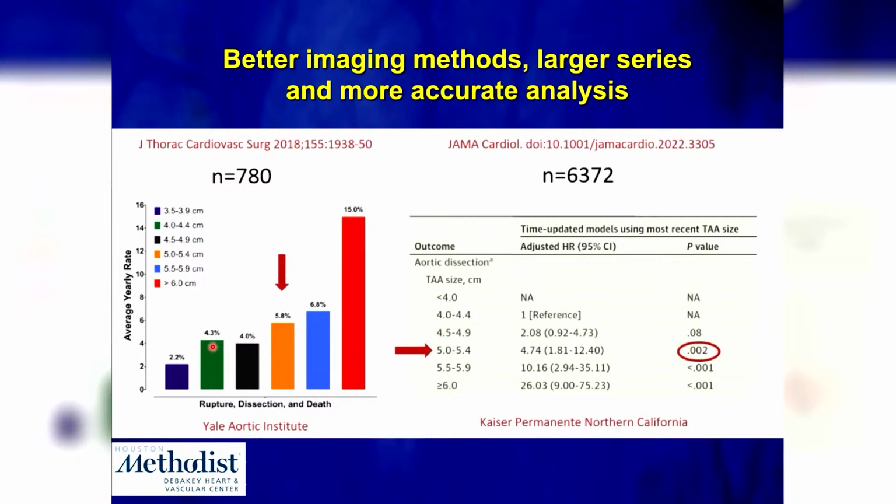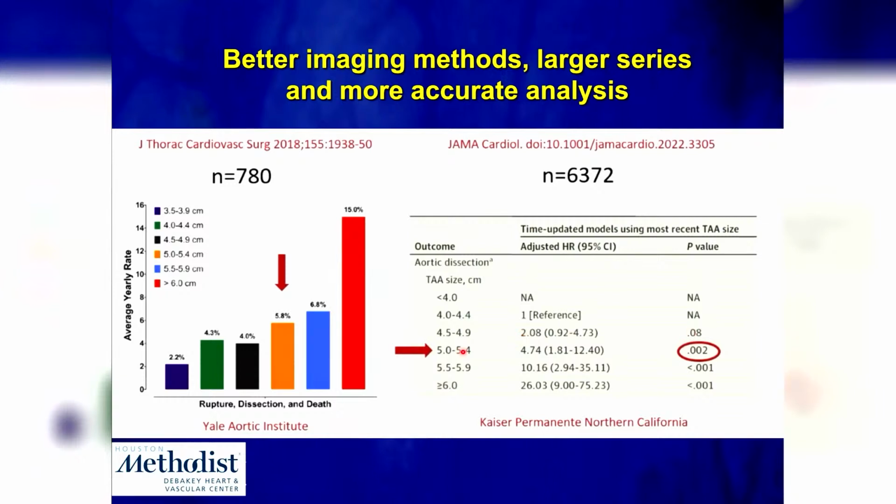And then 4 to 4.4 centimeters, 4.3%. But definitely once it is above 6 centimeters, the risk basically becomes significantly exponential. And if we take a look at aortic dissections over here, along with the models using the most recent thoracic aorta sizes in this large sample size, we can see that for aortic dissection at 4.5 centimeters and above, you have a twofold increase.